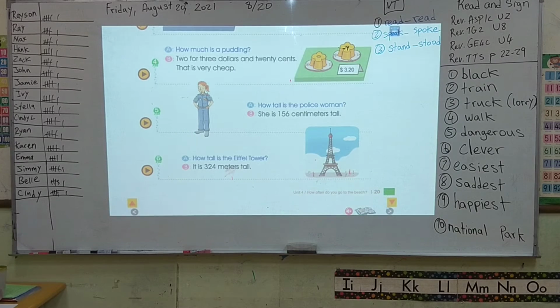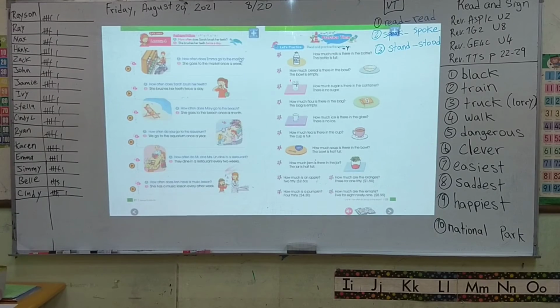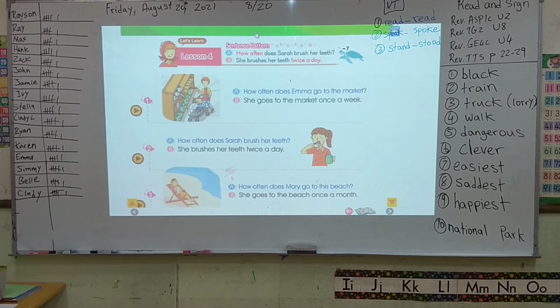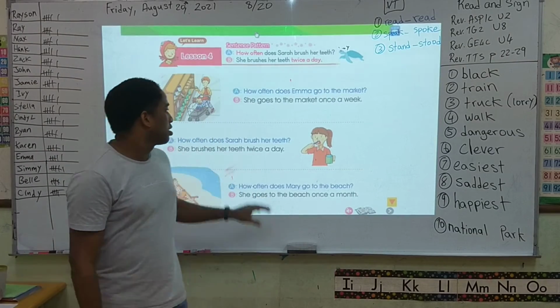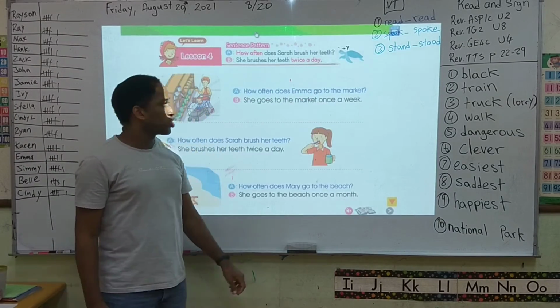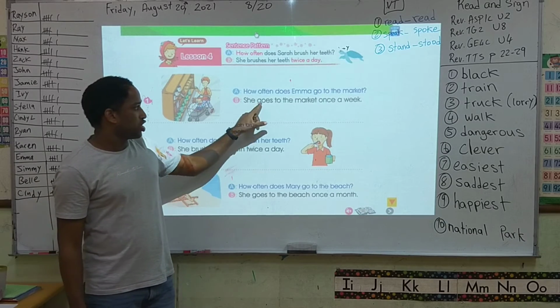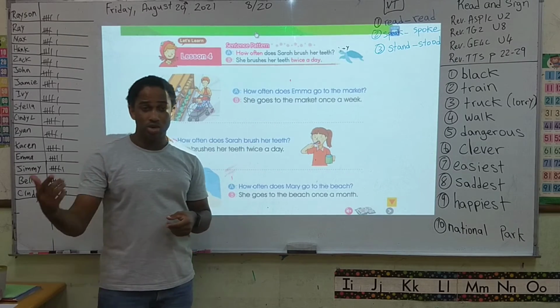Page 21. Good. Page 21. Now we're going to do how frequency. So we use how often. How often does Emma go to the market? She goes to the market once a week.